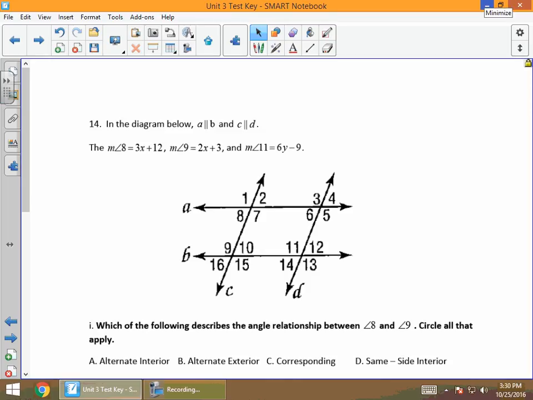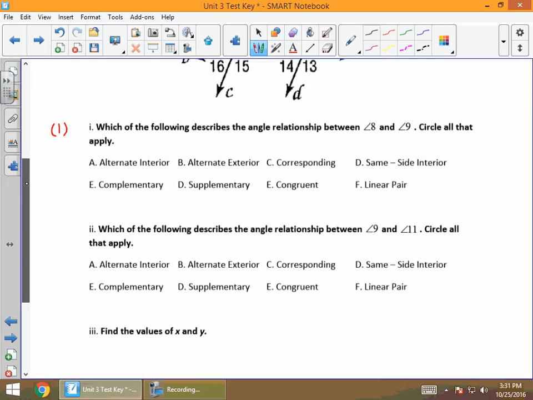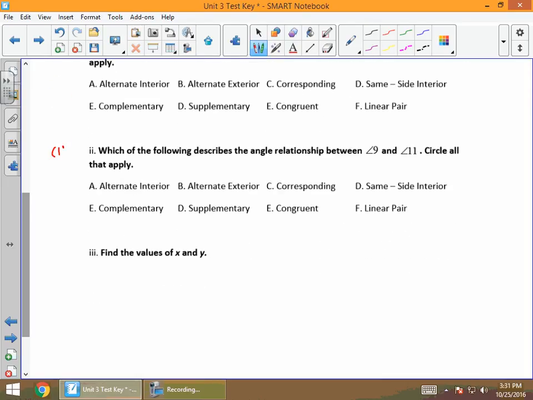Here you go, geometry. This is video 5 of 5 of the Unit 3 test. This has question 14, which has 3 different parts: 14 part I, part II, and part III. Each of those 3 parts will be worth 1 point each. So we're going to go 1 point here, 1 point on double I, and 1 point on triple I.